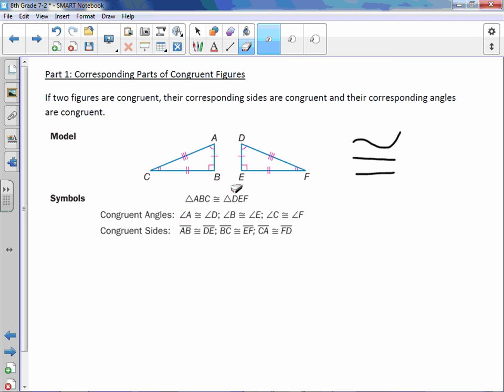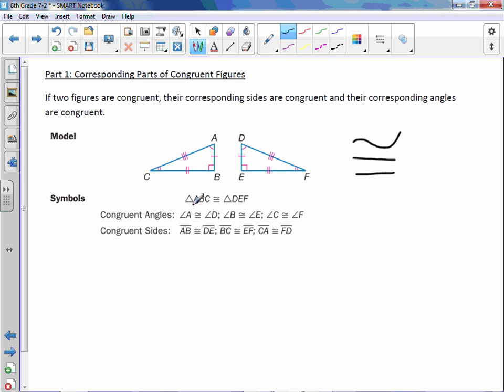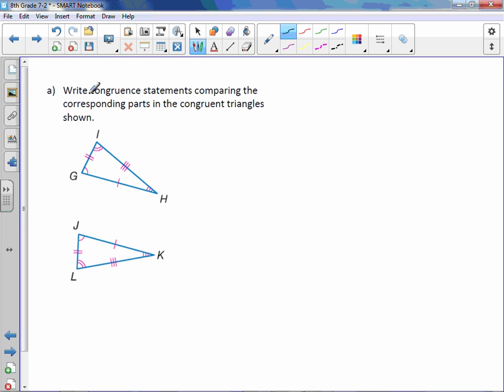One thing that I would like to note here, if you take a look at this, A, B, C, and D, E, F. The order matters. Angle A is congruent to angle D, and those are written first. Angle B is congruent to E, and those are written second. And C and F are also congruent, and they are written third. So the order that you see these letters, that matters as well. Let's do some examples here.